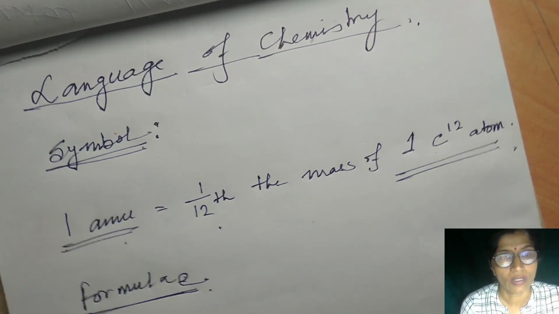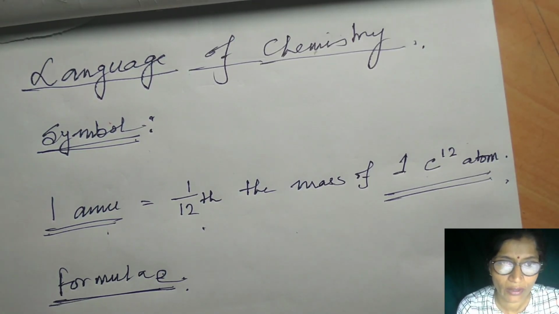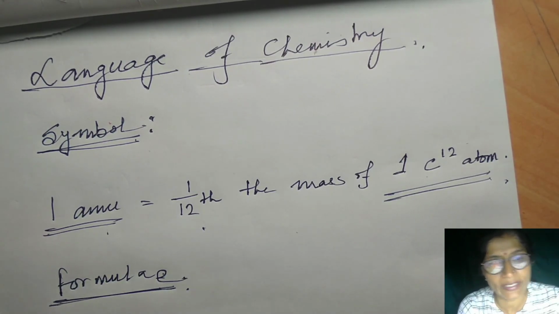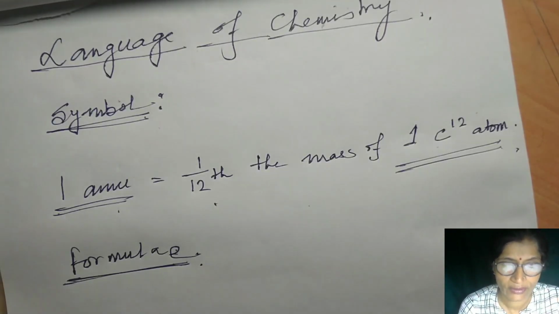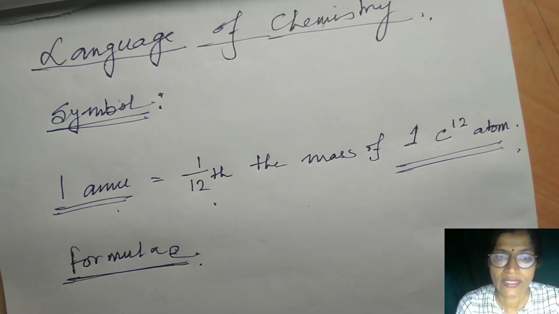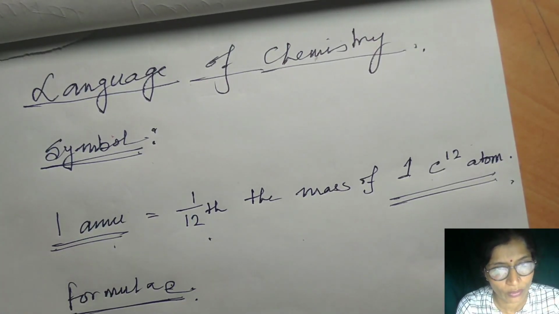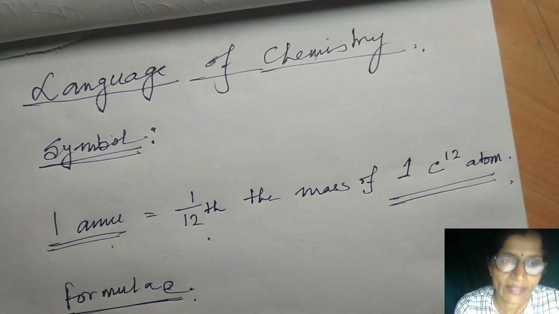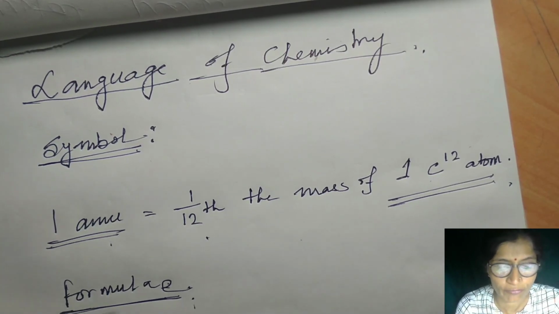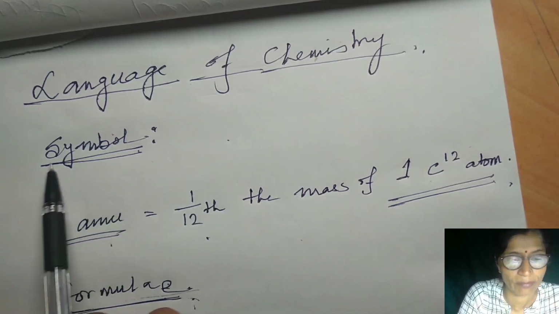So one molecule of a compound or even one molecule of an element is represented by formula. Like for an element, one molecule of element, suppose I say hydrogen, then it is H2. And when I say nitrogen, then it is N2. So one molecule of a compound or one molecule of an element is represented by formulae, while one atom of an element is represented by symbol.